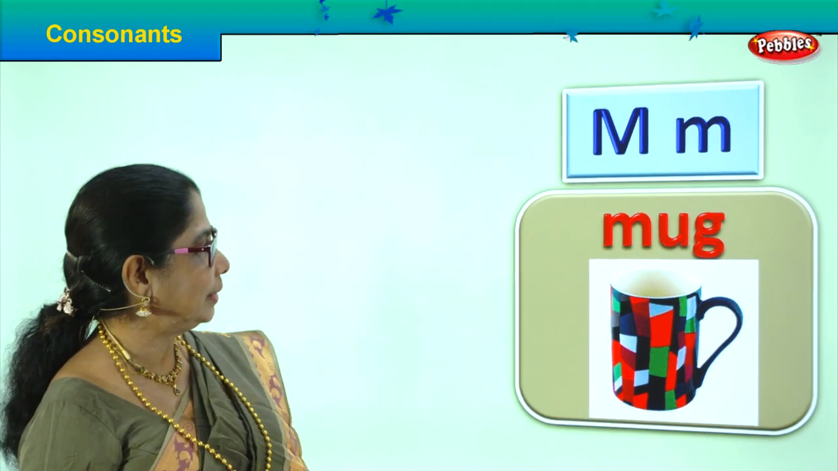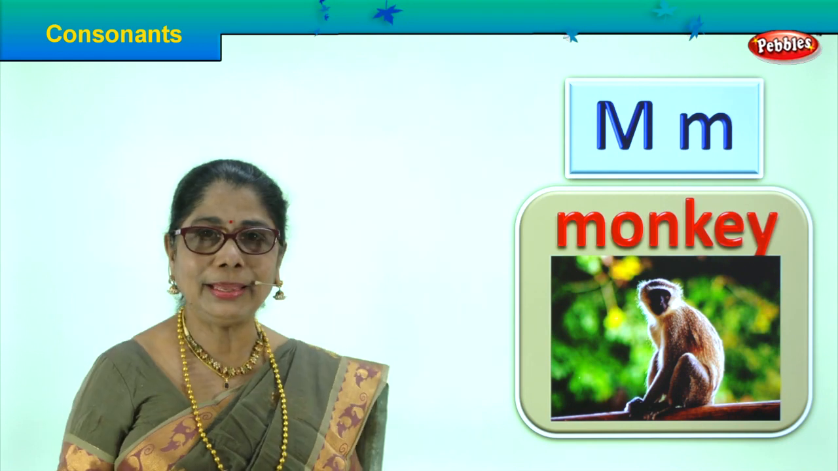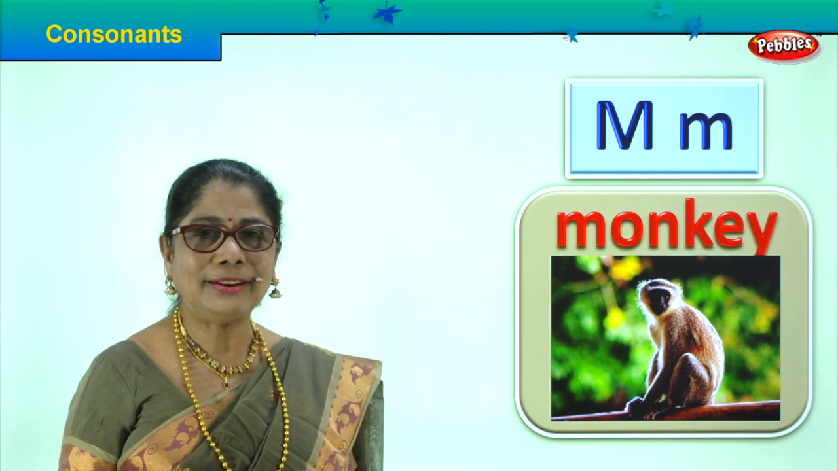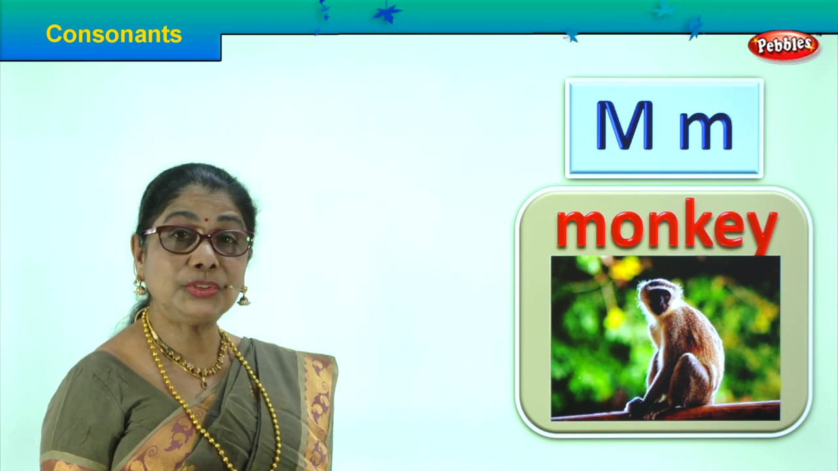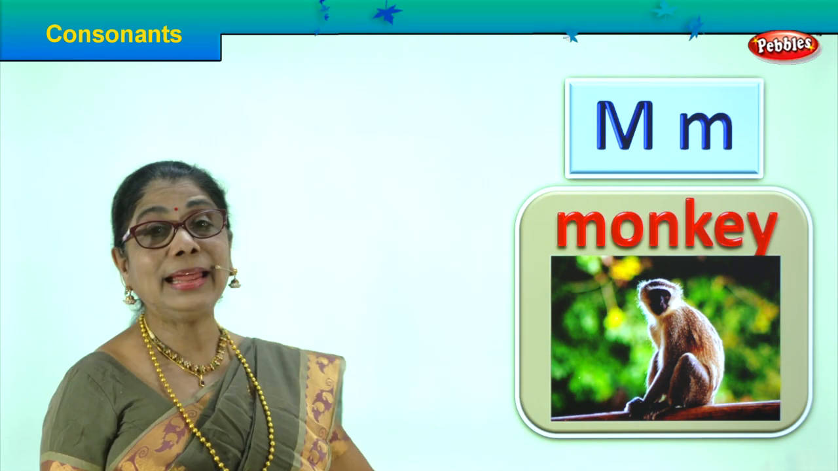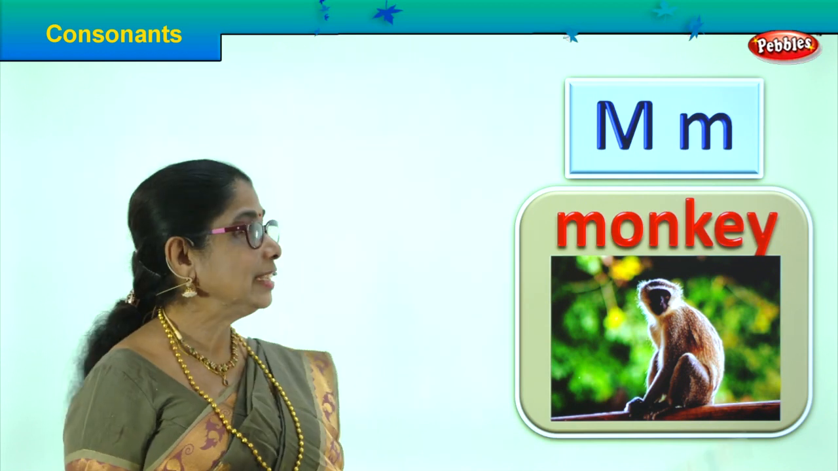Look what you have here. What is this? Monkey. Where do you find monkeys? On the tree. They sit there in the forest, in the zoo, where all you can find. Letter M. The sound is M. Spell monkey.